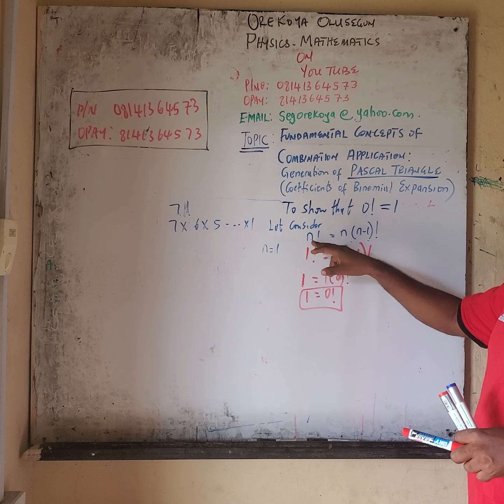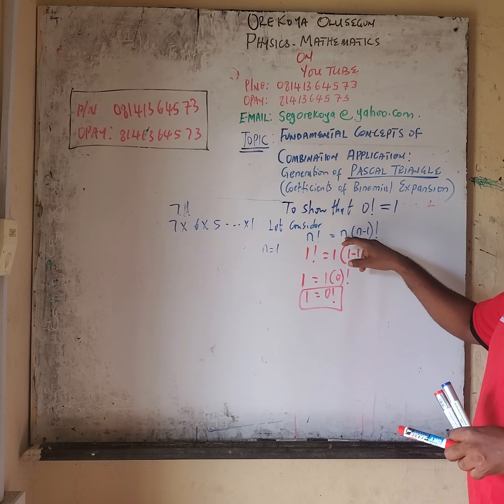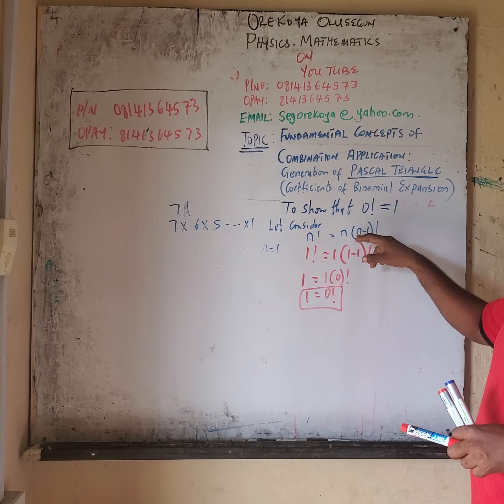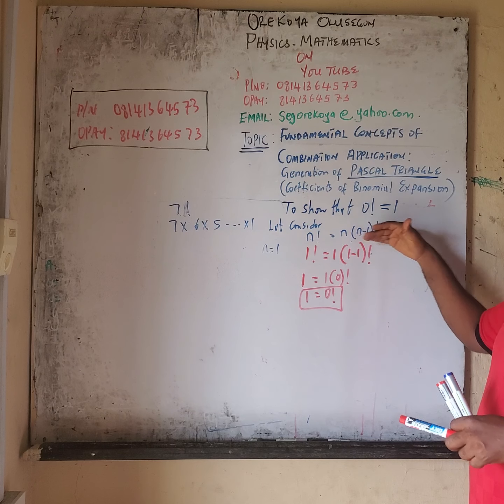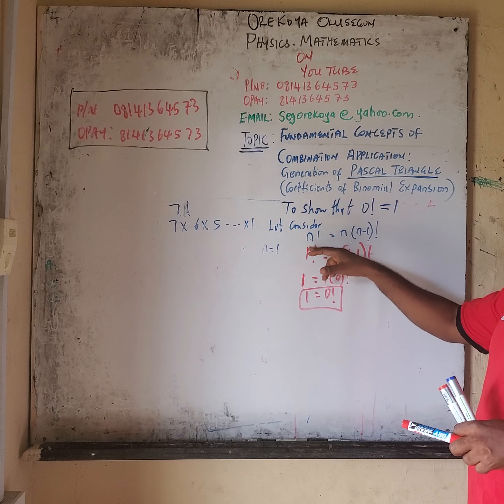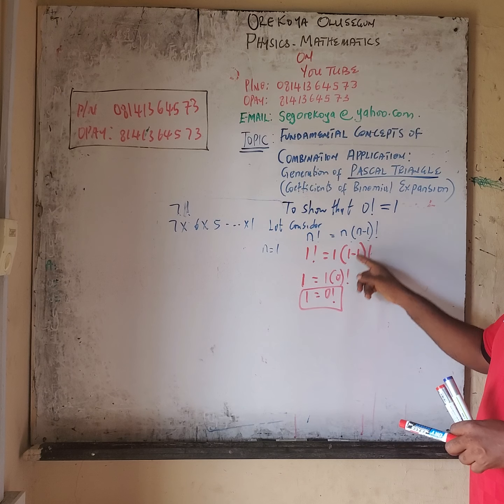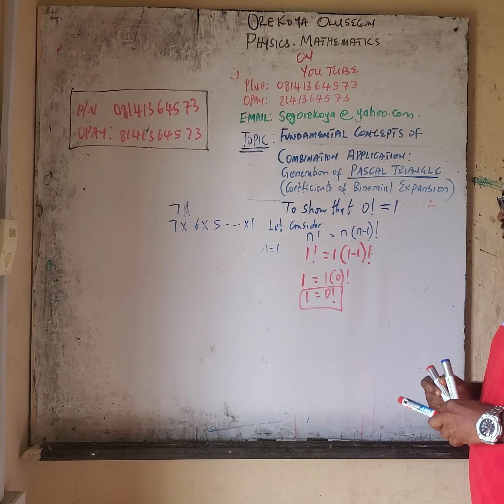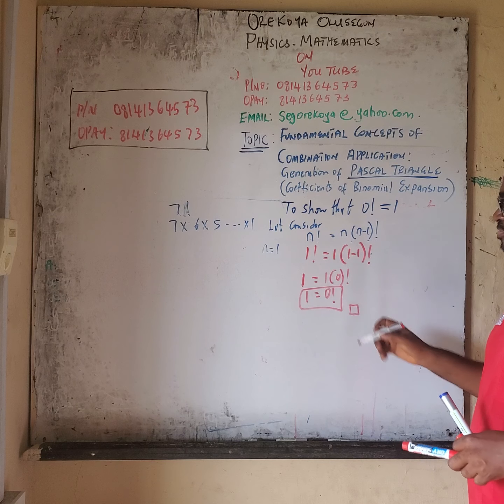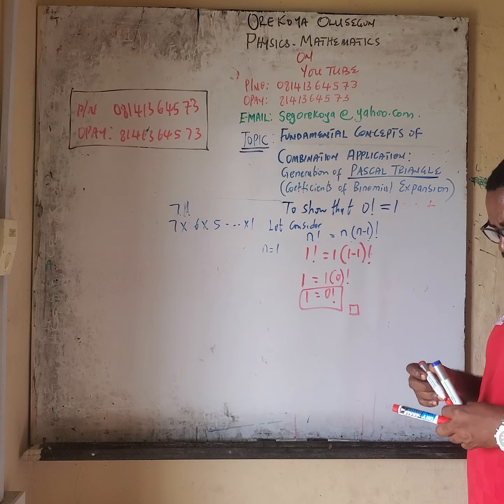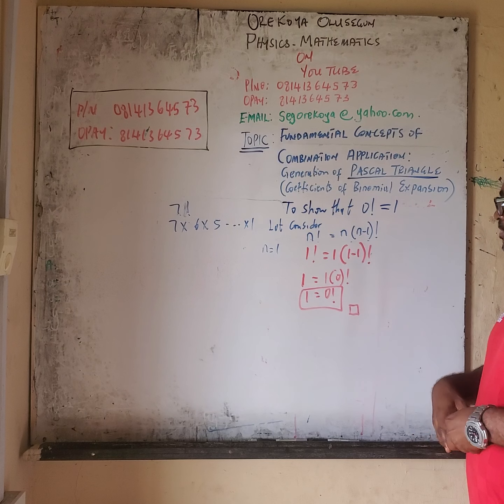So that's the proof of how 0 factorial is equal to 1. We started from considering n factorial, which is given as n times n minus 1 factorial in decreasing fashion. Then when our n is equal to 1, we substitute and arrive at this proof. So this proves that 1 is equal to 0 factorial.